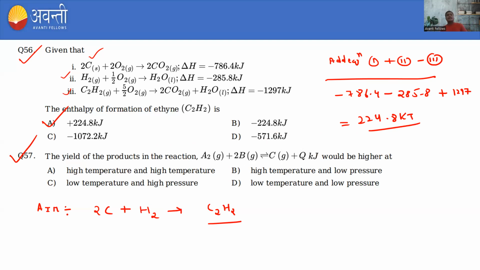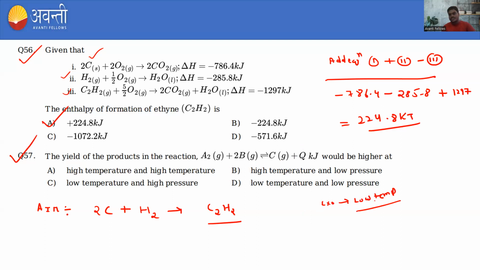This question is from Le Chatelier's principle, from chemical equilibrium, one of the very important topics. What the question asks is, the yield of the product in the reaction will be higher. So this is the product yield they are asking. Basically, is this reaction exothermic or endothermic? Can anyone tell? Yes, this is an exothermic reaction. So for exothermic, low temperature is required. For exothermic, always low temperature is needed.